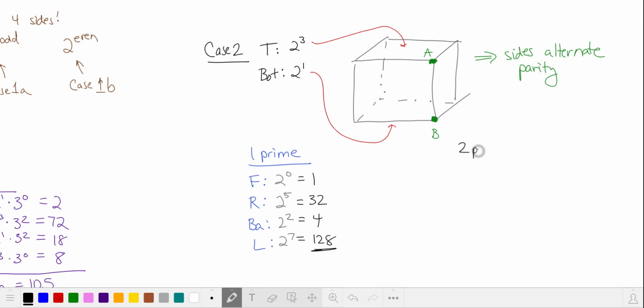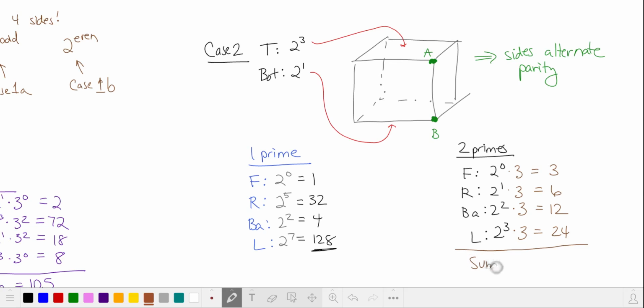Let's try 2 primes by adding in 3. Now we can alternate the powers of primes, but we can reuse 2 to the 1 and 2 cubed in our alternating powers by just multiplying each of these by 3. The sum of these 6 sides is 55, and I'm fairly confident that that is the minimum sum.